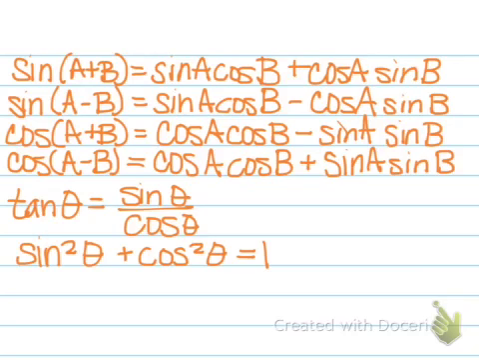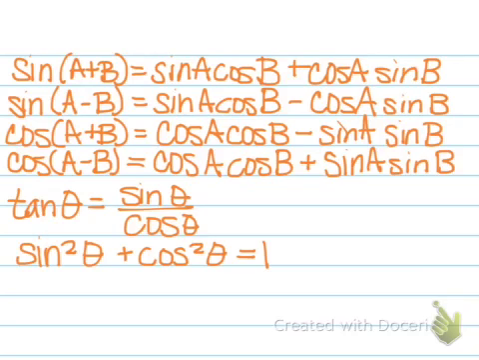Sine of a plus b is sine a cosine b plus cosine a sine b. Sine of a minus b is sine a cosine b minus cosine a sine b. And then when we're adding for cosine, remember cosine is cosine, cosine, sine, sine. So it's cosine a cosine b minus sine a sine b. And then for a minus b, we do the opposite operation, so we do plus. So it's cosine a cosine b plus sine a sine b.